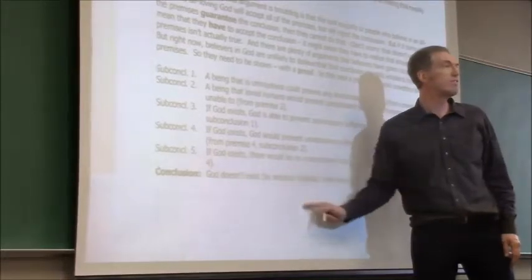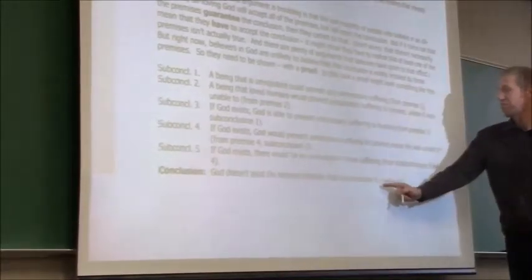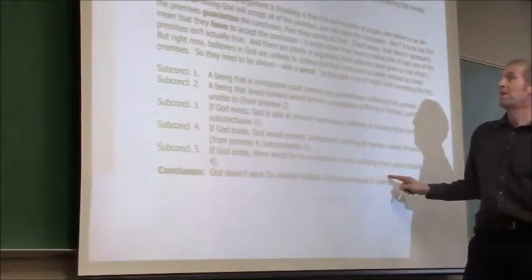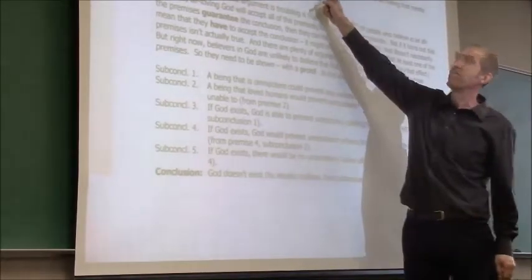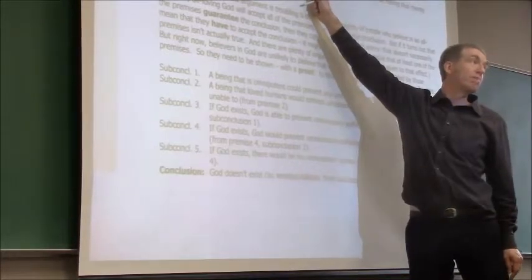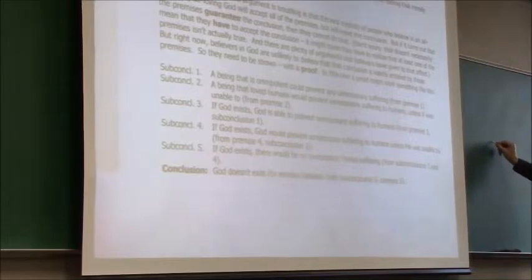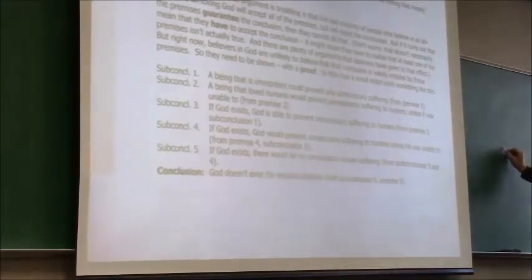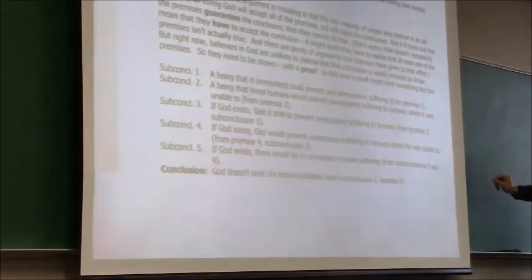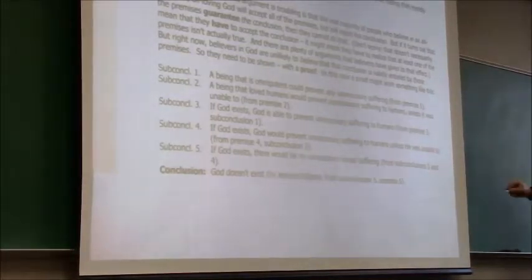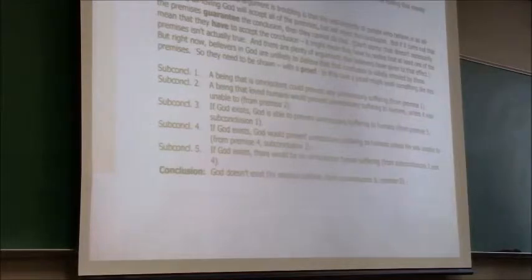Now this one follows by one of the rules, modus tollens. Modus tollens from subconclusion 5, which is if God exists there would be no unnecessary suffering, and premise 5, there is suffering. So basically it looks like this. E for "God exists." If God exists, then no suffering. Suffering. What's the conclusion? Not E, which in this case would be God does not exist. And that's modus tollens, denying the consequent.